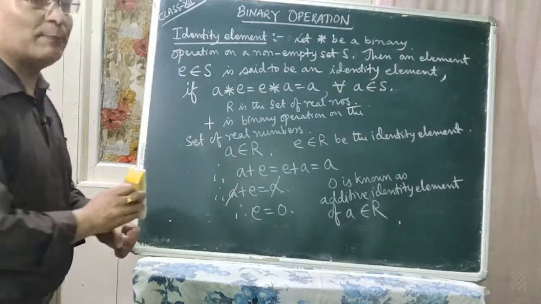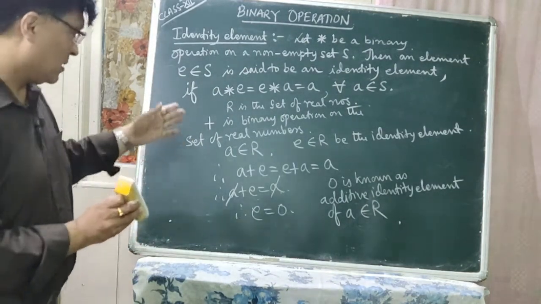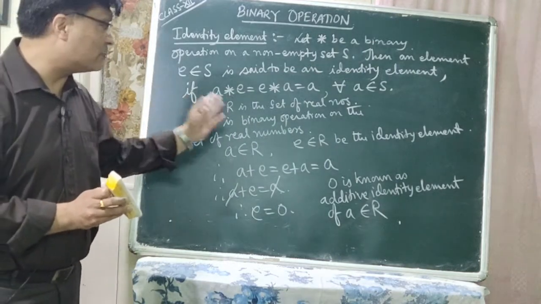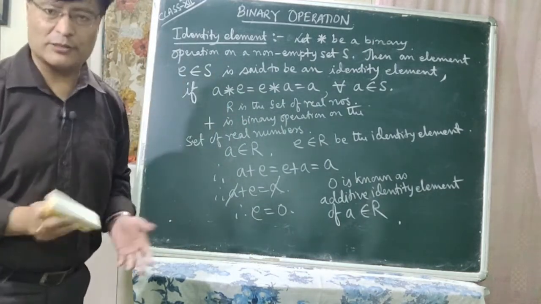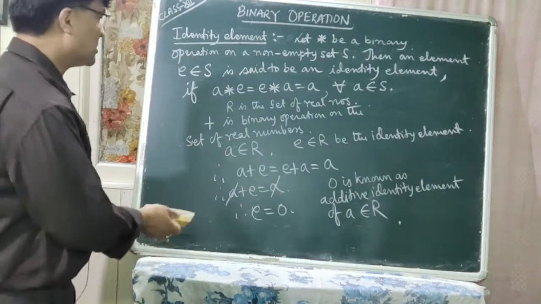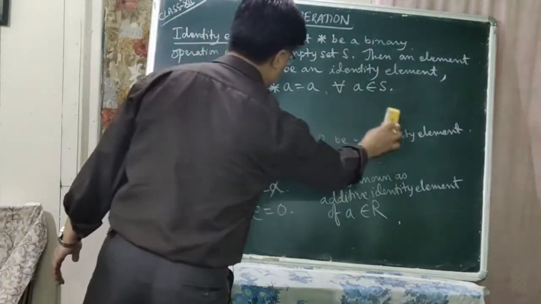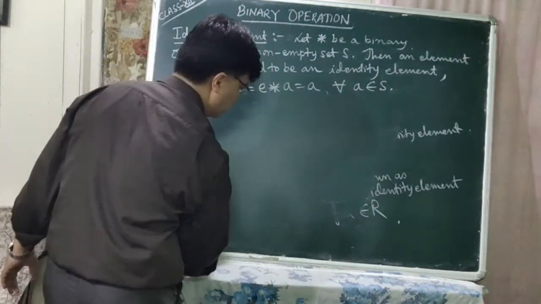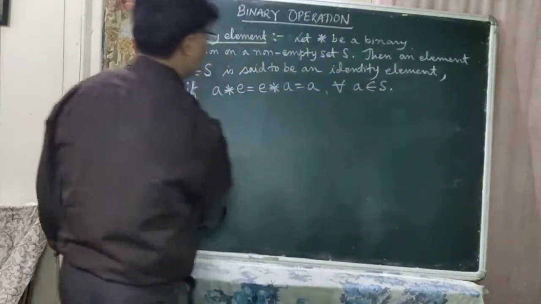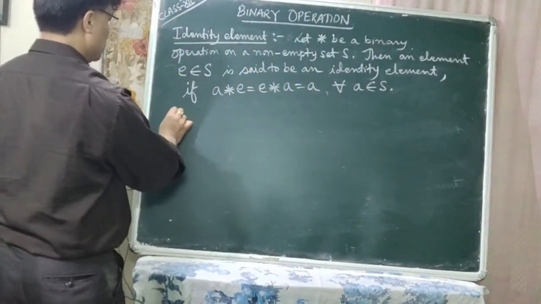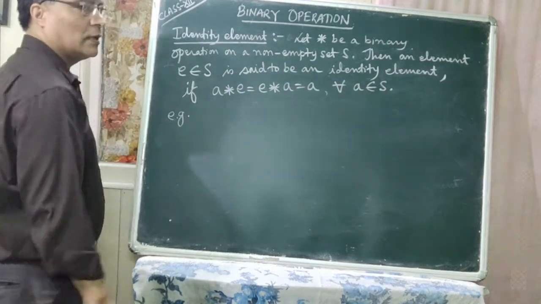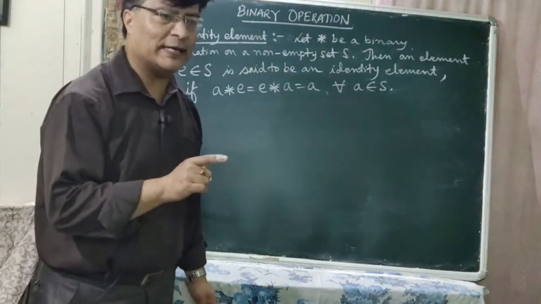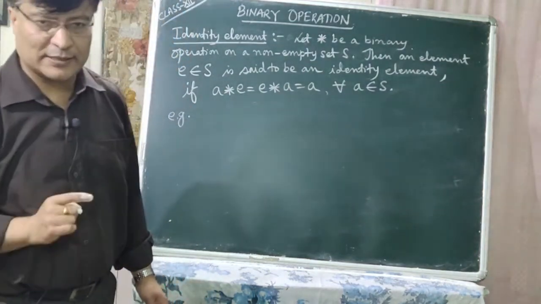And now let us do multiplication. You know that multiplication is a binary operation on the set of real numbers also, isn't it? So let us take that example. Next example: let us find out the multiplicative identity of an element.